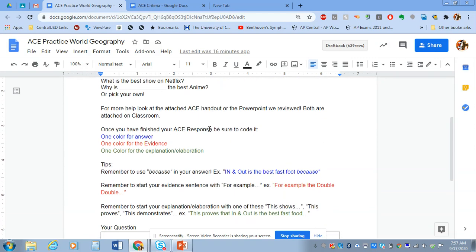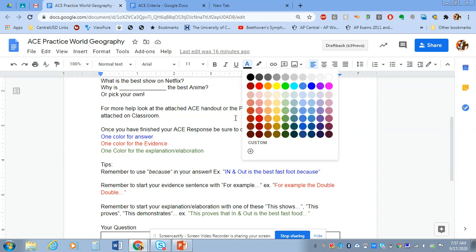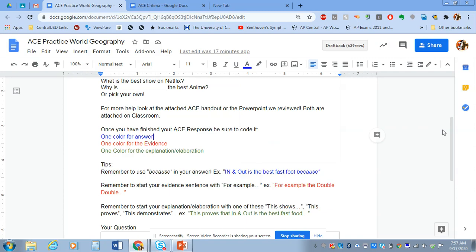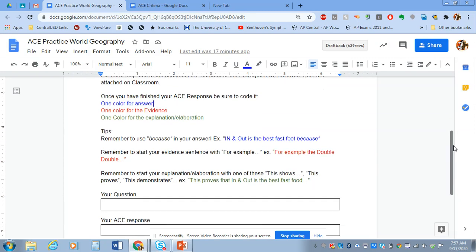Once you have finished your ACE response, be sure to code it, okay? Use one color for the answer, one color for the evidence, one color for the explanation. All you'll do is you'll come up here, you'll pick a color for each part of your answer. I've given you some tips here. They're the sentence starters. Remember to use because in your answer. Remember to start your evidence sentence with for example. And remember to start your explanation, elaboration with one of these: this shows, this proves, this demonstrates.